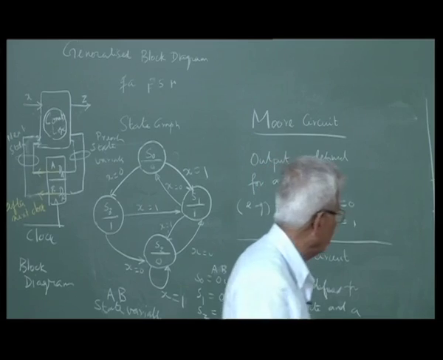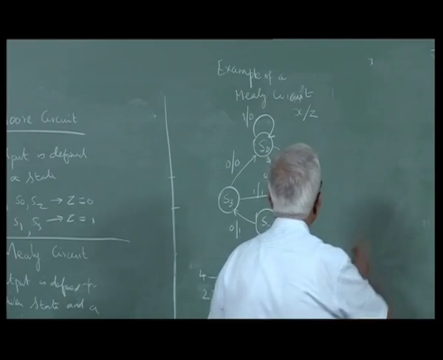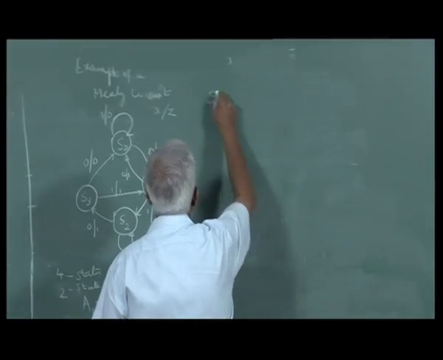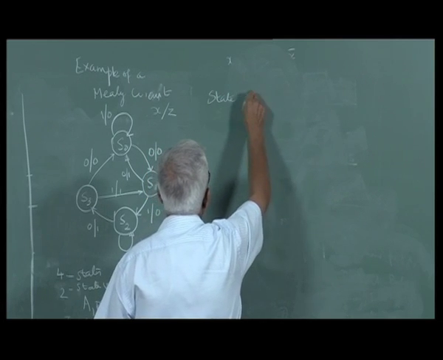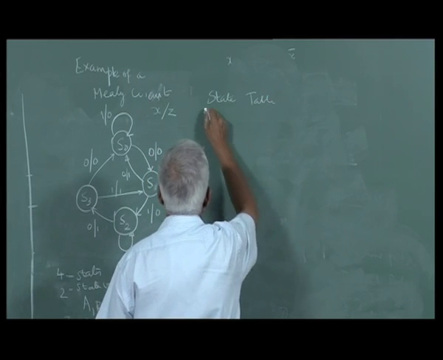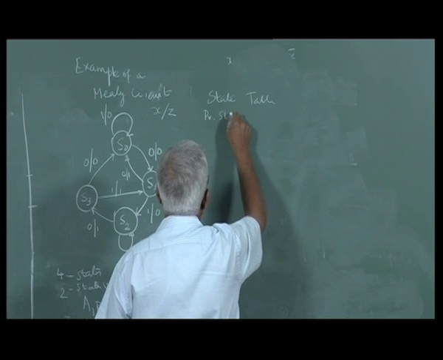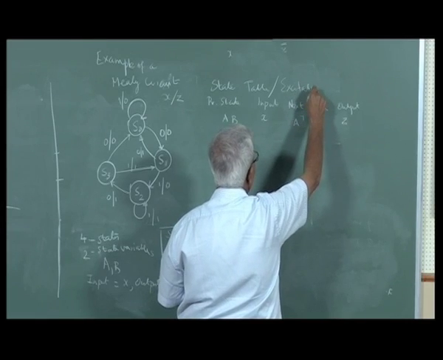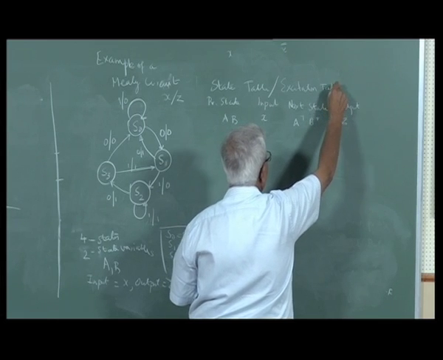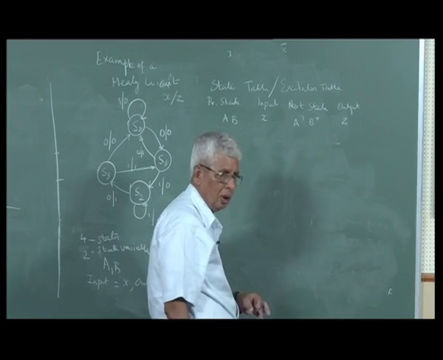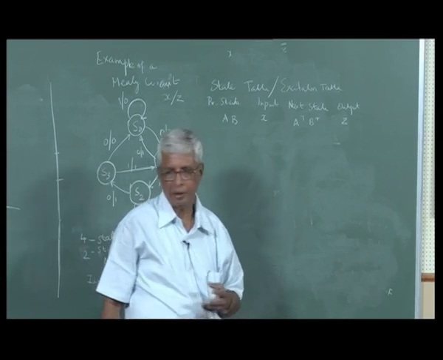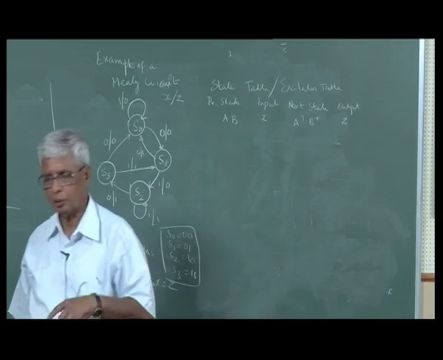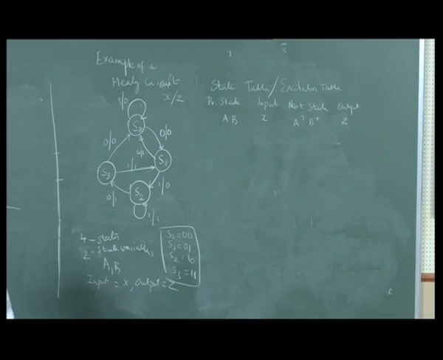So now what do we do? We do the state table. What is a state table? A state table is where you use S0, S1, S2, S3. Of course, X will be given, Y, Z will be given. In the excitation table, instead of S0, you will put AB as 0 0, instead of S1 you will put 0 1, etc. So, we will use that.